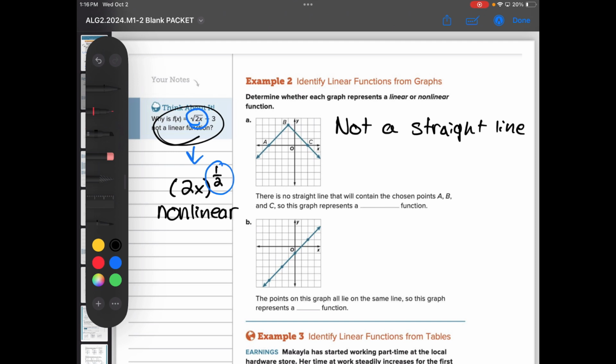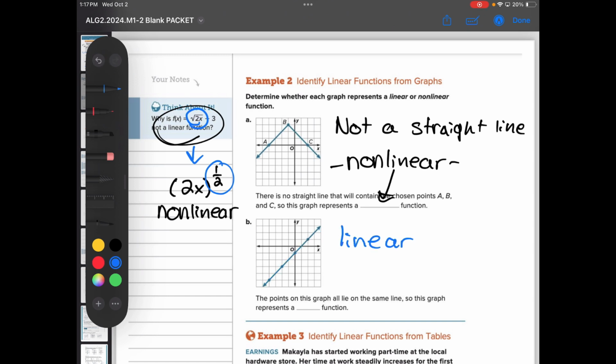Okay, this is nonlinear. There is no straight line that will contain the points A, B, and C. Therefore, it is a nonlinear function. All right, look at part B here. You can see here that it is a straight line. So this would be linear.